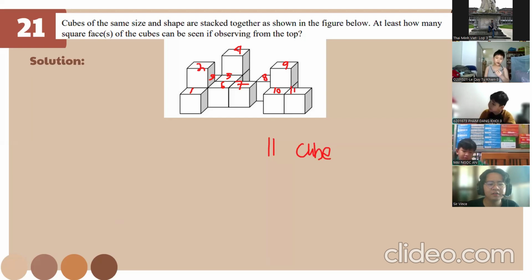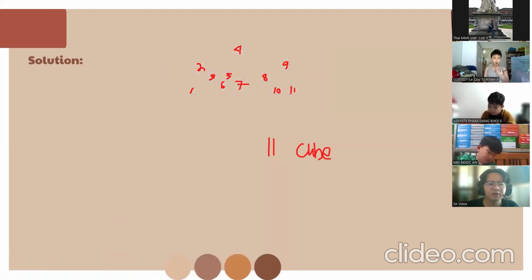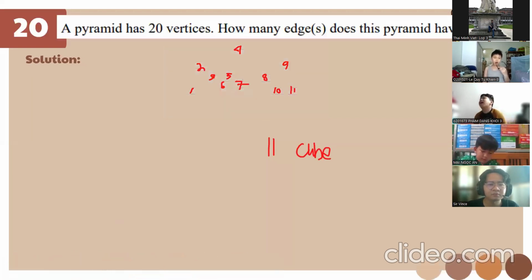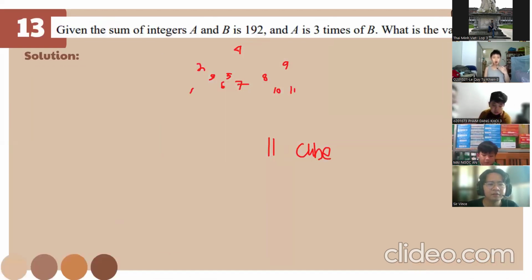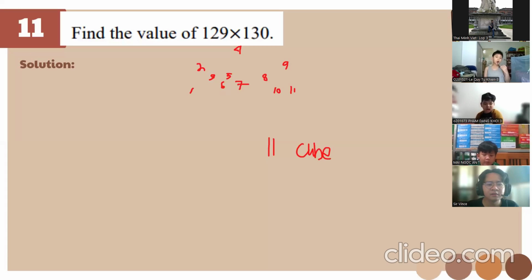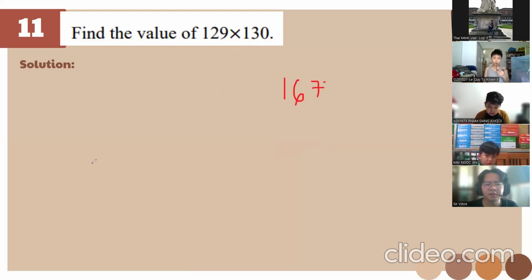So we have here number 11. The answer here for number 11 is 129. It's just 1,000, 16,000 rather, 770.